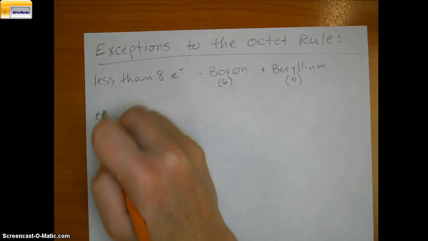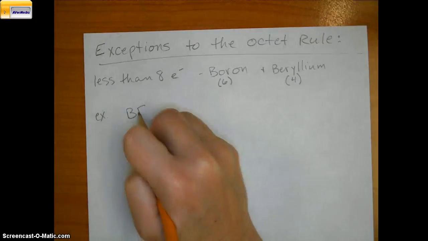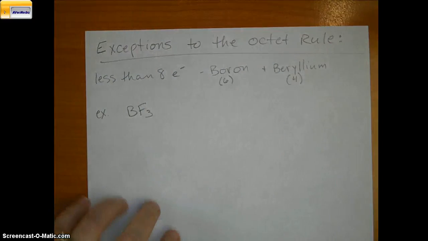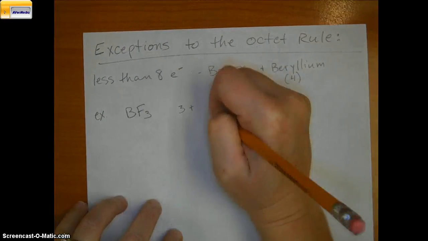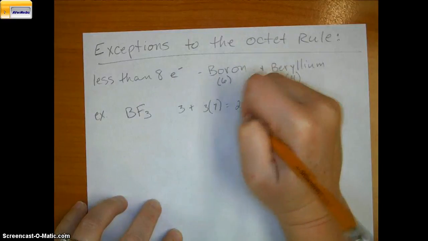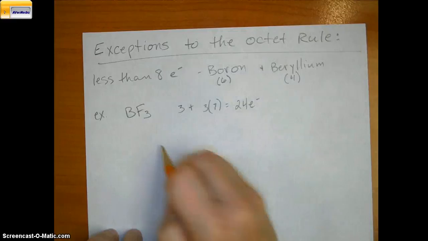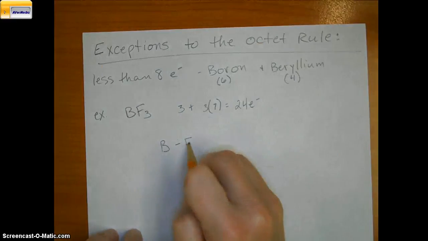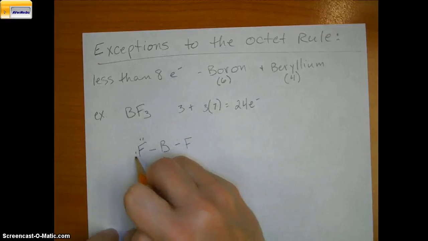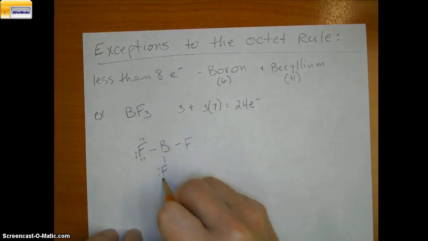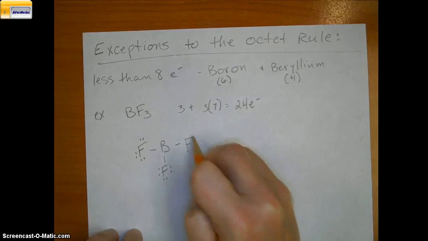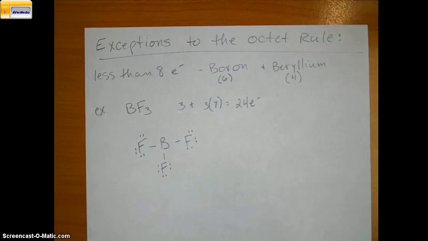So let's take a look at boron trifluoride, BF3. When we add up our valence electrons, boron has 3, the 3 fluorines each have 7, so that's a grand total of 24 electrons. We put our boron in the middle, we single bond our fluorines, we put our lone pairs on our fluorines, same rules as before. So we've used all 24 electrons.